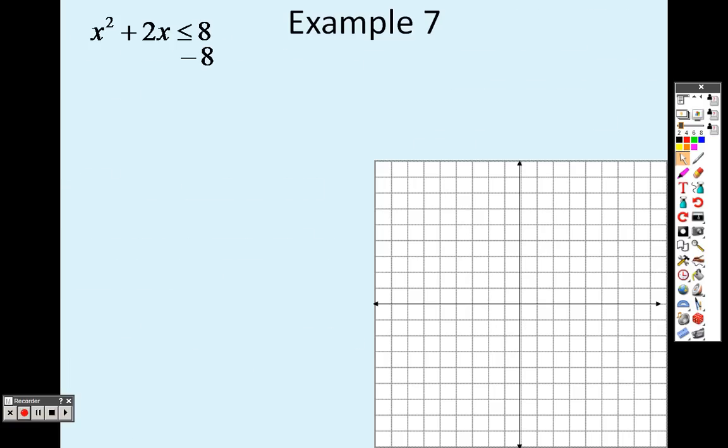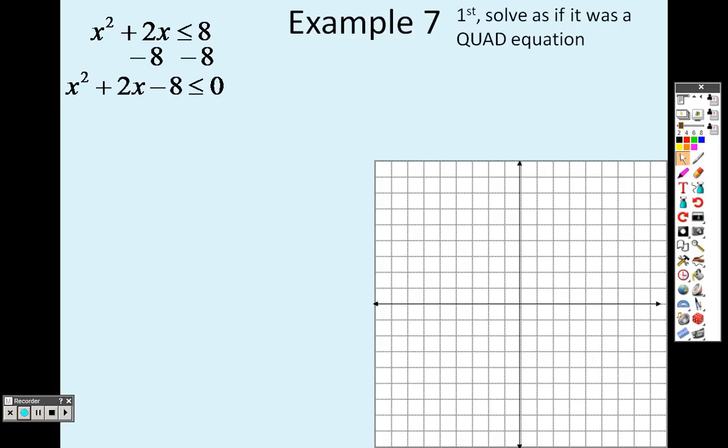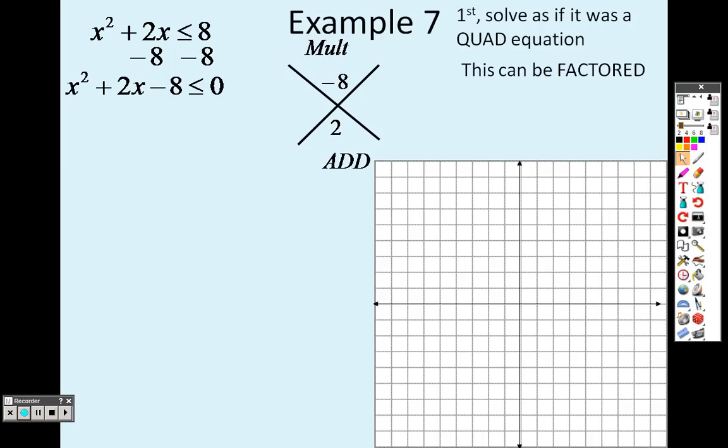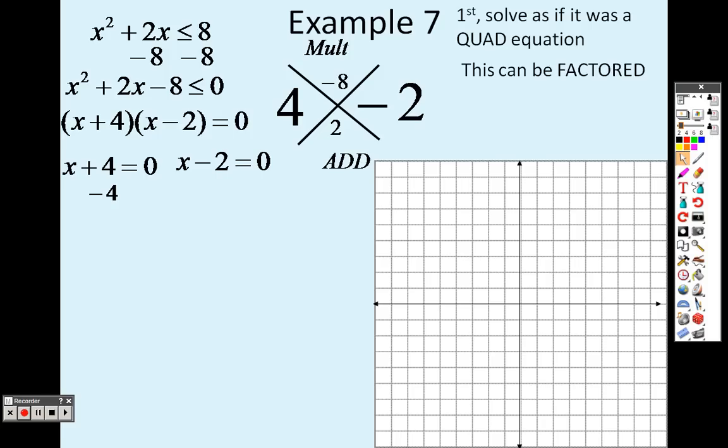So we have to get everything onto one side. So there's everything onto one side. And now we have to see if we can factor that or use the quadratic formula. Well, this can be factored, so we're just going to factor it. What multiplies to give you -8 and adds to give you 2? 4 and -2. So it's (x + 4)(x - 2). We solve each of those to get -4 and +2.